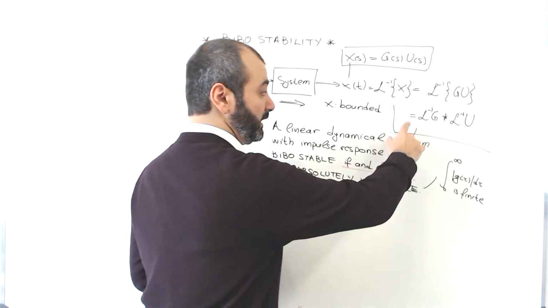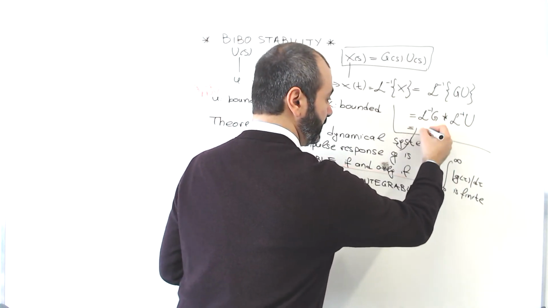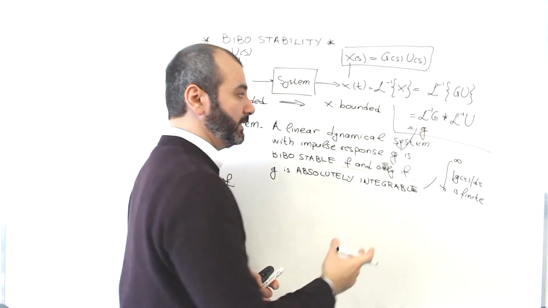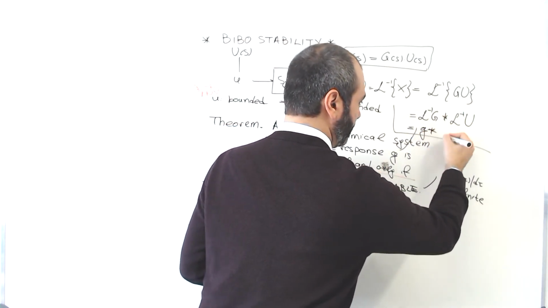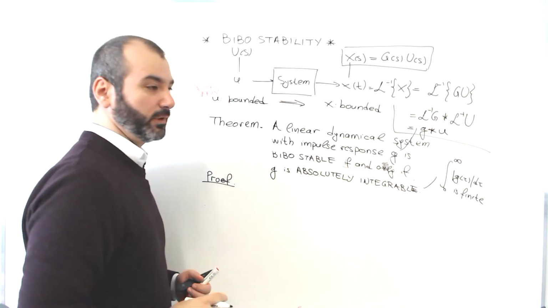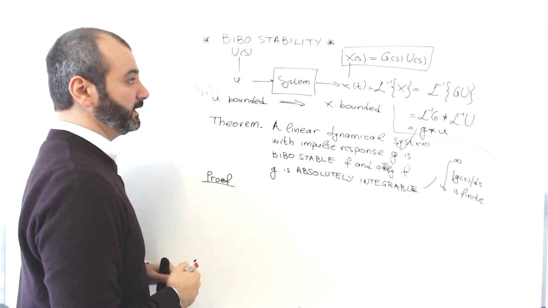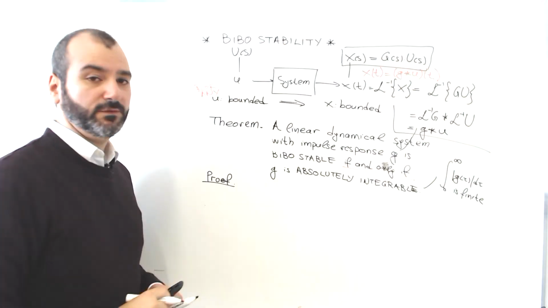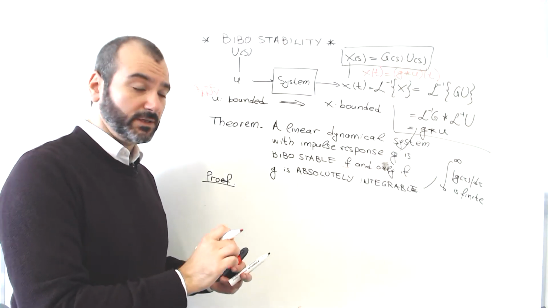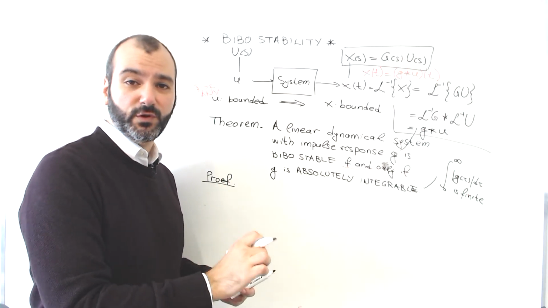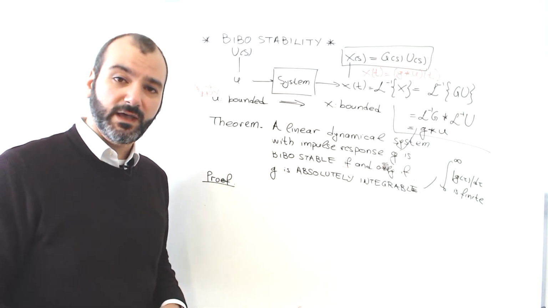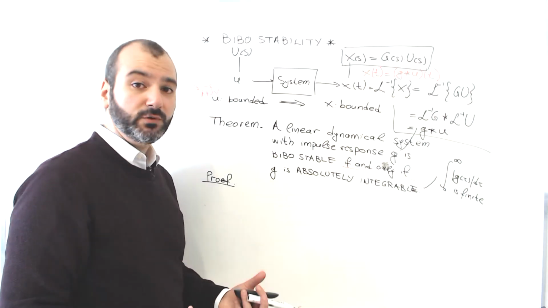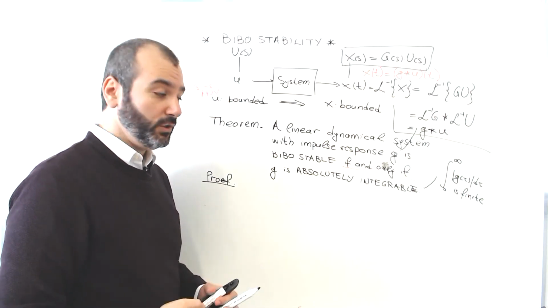And what is the inverse Laplace transform of g, uppercase? It is g lowercase by definition. And what is the inverse Laplace transform of u uppercase? It is u lowercase. So let's write it down again clearly. X of t is g asterisk u of t, g convolution with u of t. So if we know the impulse response of a dynamical system, we can tell its output for any given input u.